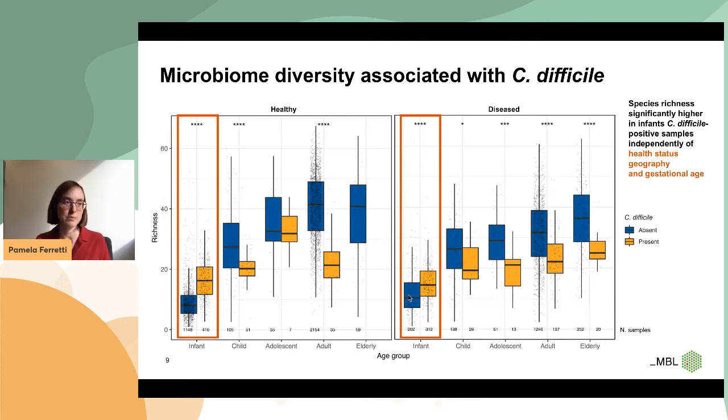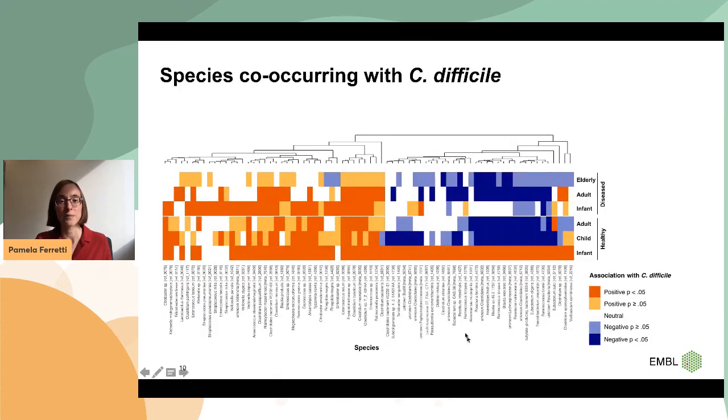But so far, I described the microbial community that is associated with C. difficile in very broad terms. The next step was to actually look at which bacterial species were co-occurring with C. difficile in which stage of life. So in this heat map, every column is a bacterial species, and every row is an age group in both healthy and diseased subjects. And the association of each species with C. difficile is highlighted in shades of orange if it's a positive association, meaning co-occurrence, or in shades of blue if it's a negative association, meaning co-exclusion.